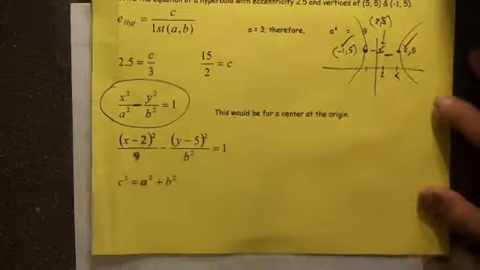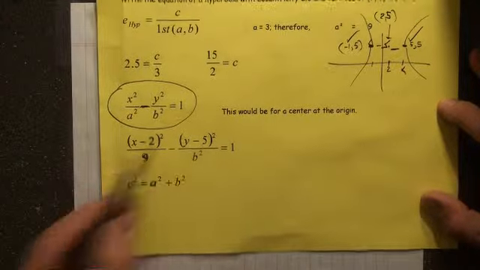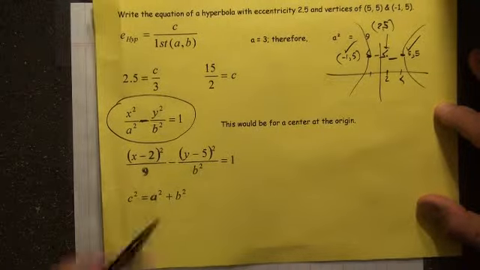Okay? That's going to help us here. x minus 2, y minus 5. Then we just need to find out what b squared is.